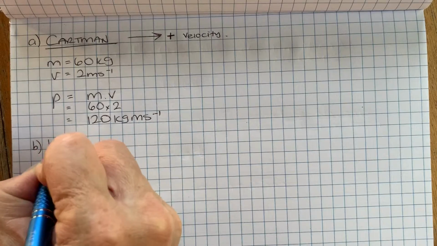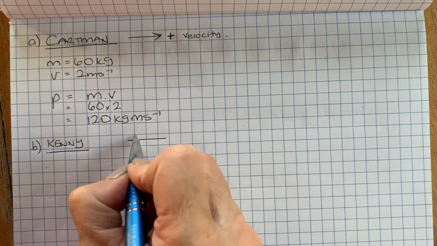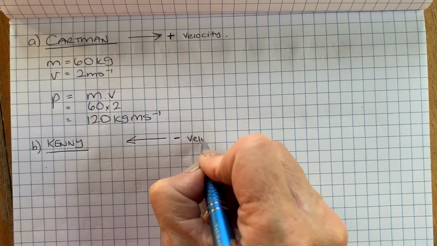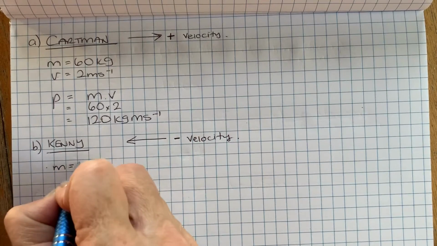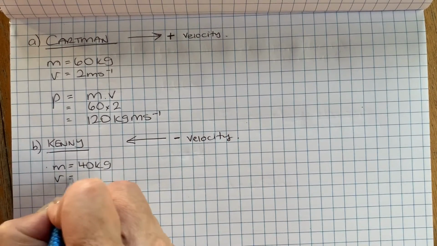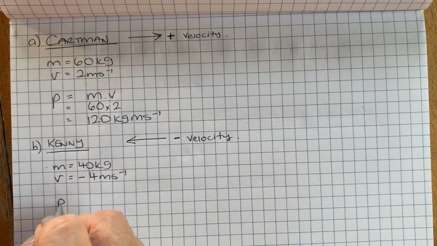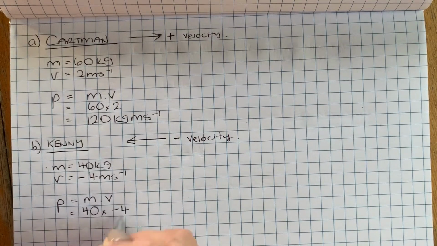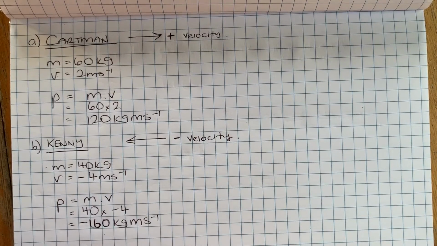So in B, we have to work out Kenny's momentum. Now Kenny is running in this direction, and just like on a number line, that is the negative direction. So this time our velocity is going to be negative. So Kenny has a mass of 40 kilograms and is traveling at minus 4 meters per second. So Kenny's momentum is 40 times negative 4, which is negative 160 kilogram meters per second.